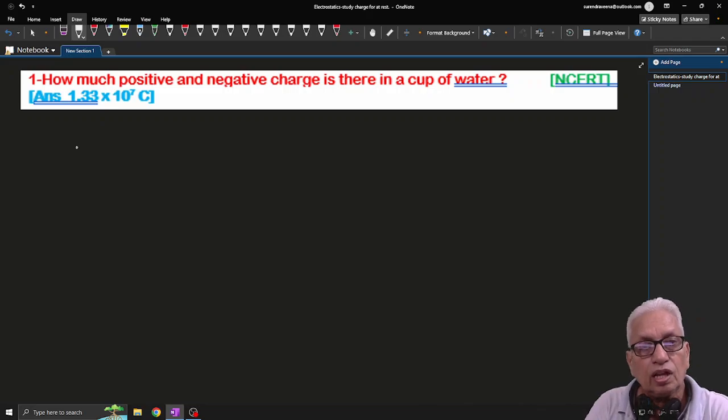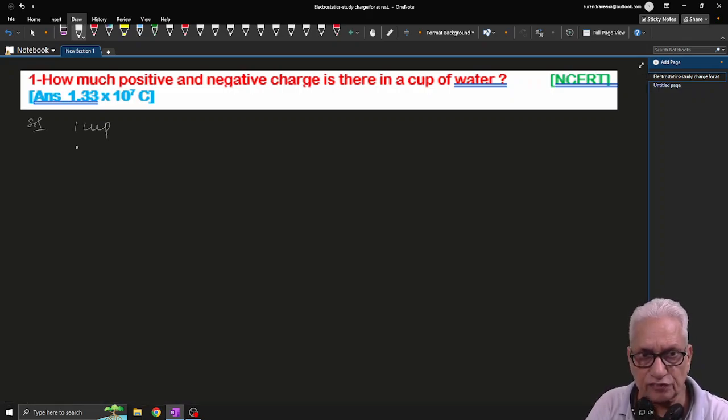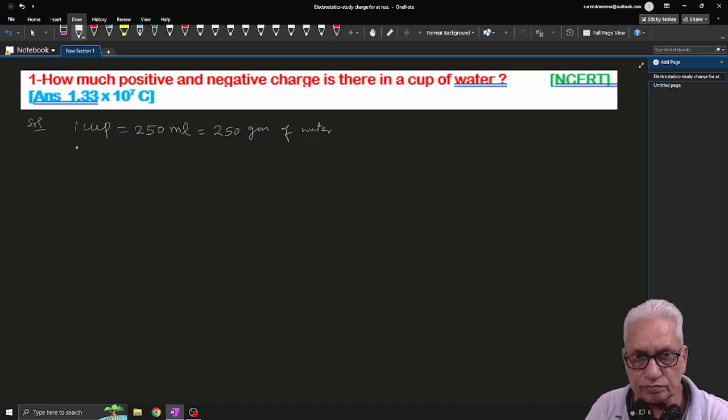Hello, we are here to find the positive and negative charge in 1 cup of water. This is an NCERT question. In 1 cup of water, roughly it has 250 ml capacity and 250 gram of water. So first of all, we have to find out the number of molecules of water in 1 cup of water.